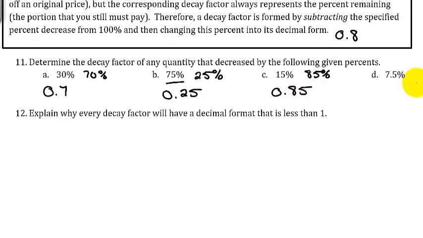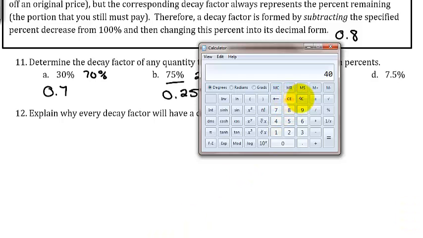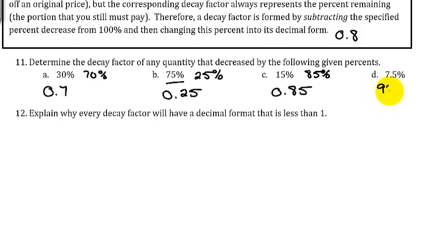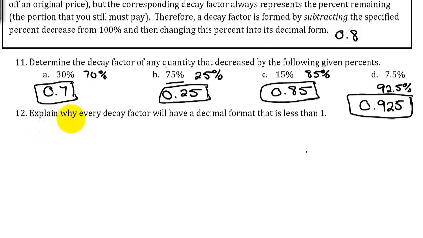And the last one, 7.5%. I don't want to do that subtraction in my head this time. So 100 minus 7.5 gives me 92.5%. Move the decimal 2 positions to the left and it would be 0.925. So this next one: explain why every decay factor will have a decimal format that's less than 1.